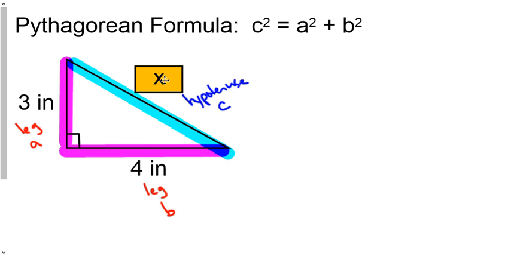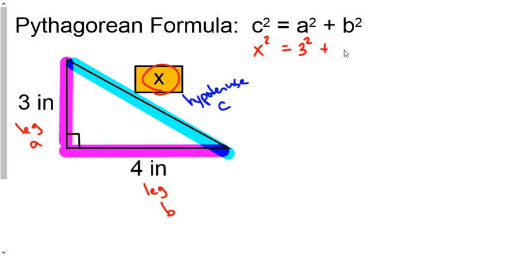Let's see, our hypotenuse, we don't know what it is. So that's an x, but it is squared. Okay. Our A is 3. But we're going to take this 3 and we are going to raise it to the second power. We're going to square it because that's what this relationship states. The square of the sum of the legs equals the square of the hypotenuse.